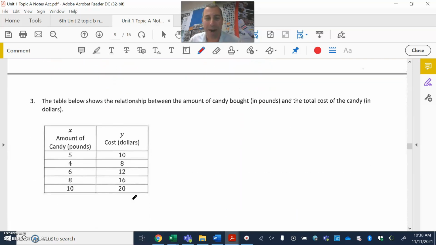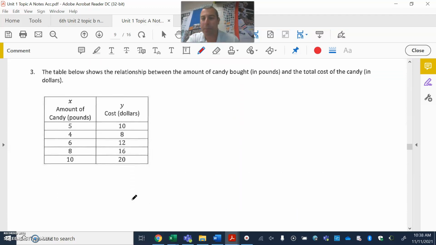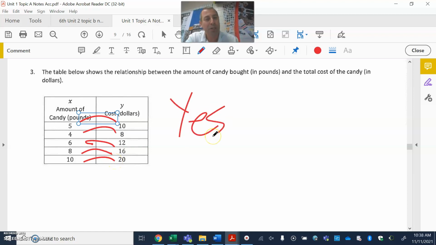All right. Problem 3. Hey, same thing again here, people. Timesing by a 2, timesing by a 2. Yes, timesing it by a 2. So yes, we are proportional. Go ahead, people. Write your equation down. That was supposed to be a drum roll. All right.